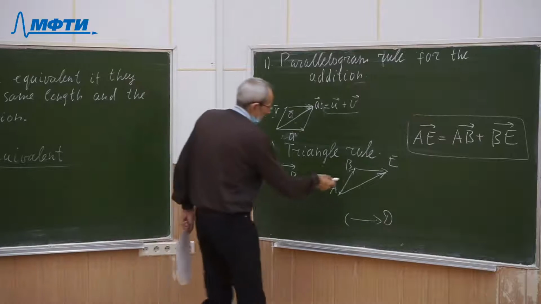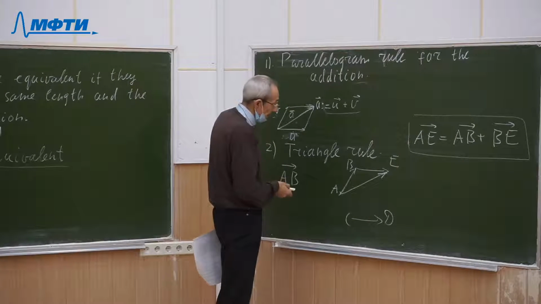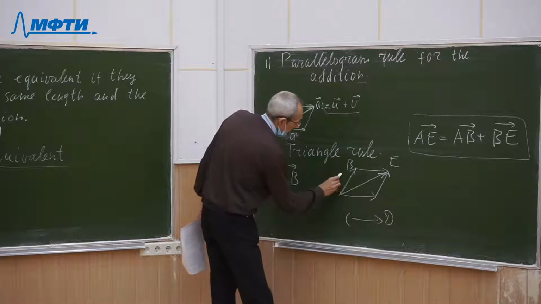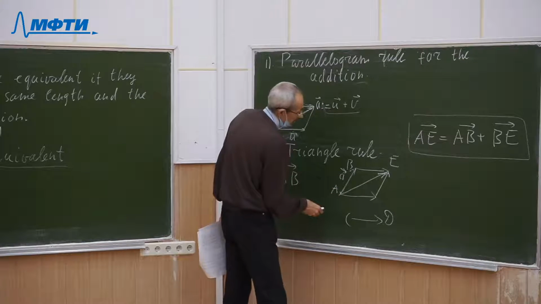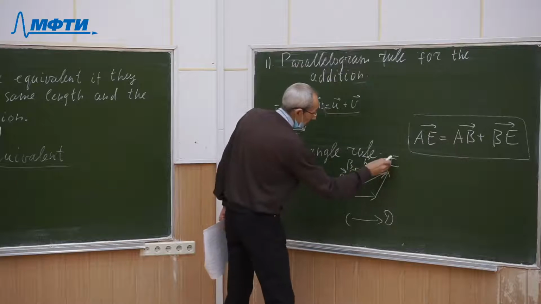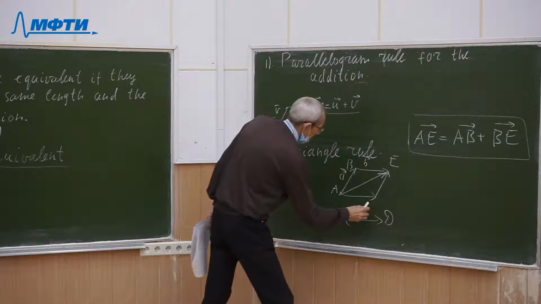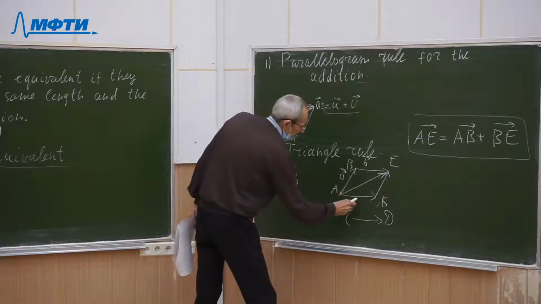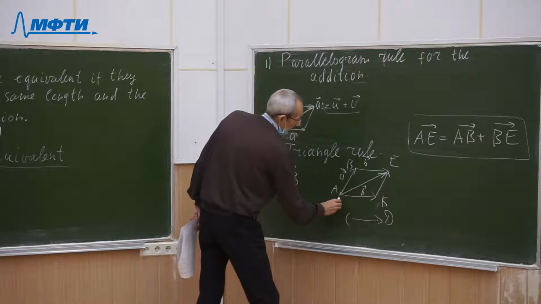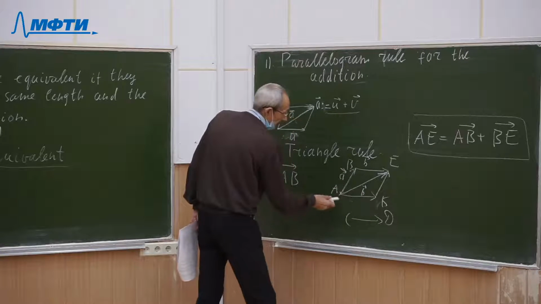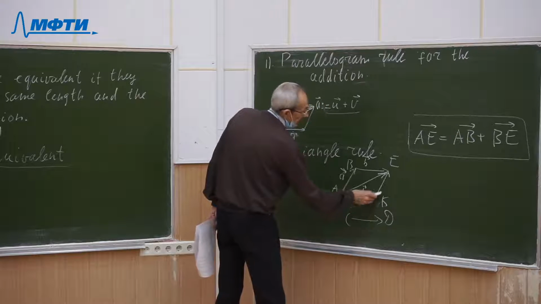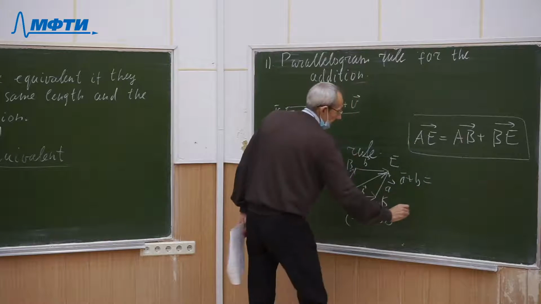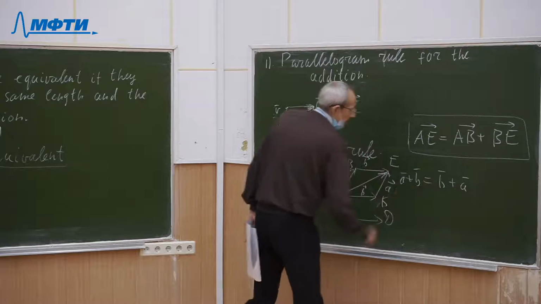And using the second definition, we also construct some parallelogram, and if AB is A and BE is B, and the same, let AK be the vector B, AK is equivalent to BE, and KE is equivalent to A, and we have A plus B is equal to B plus A.